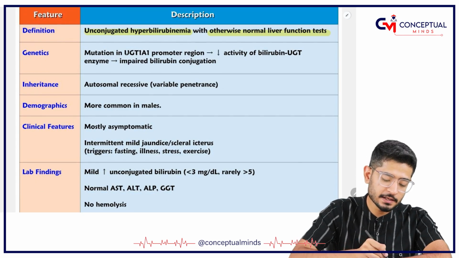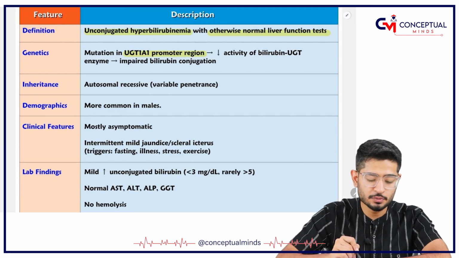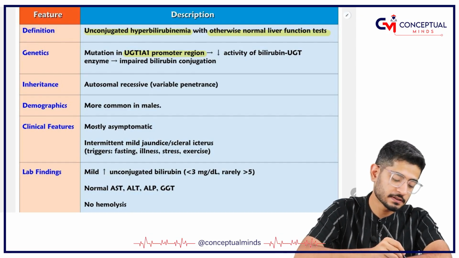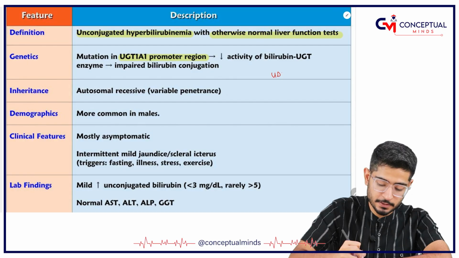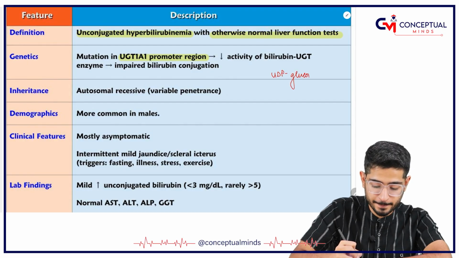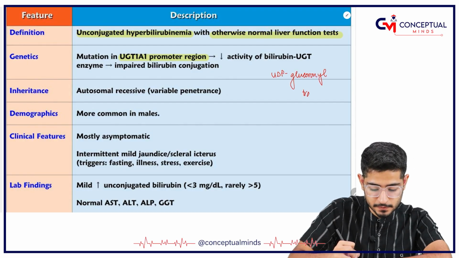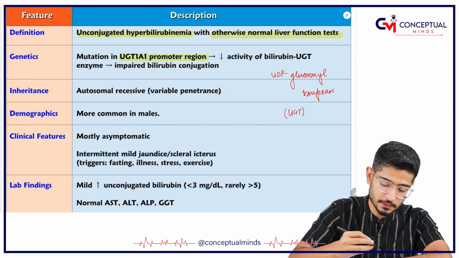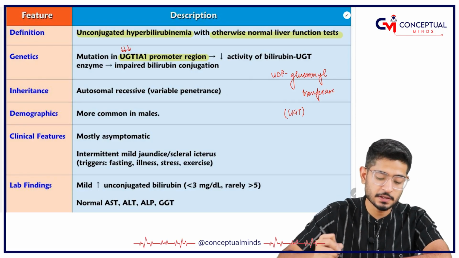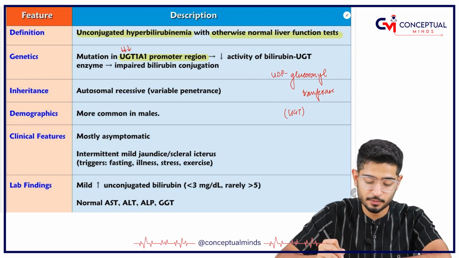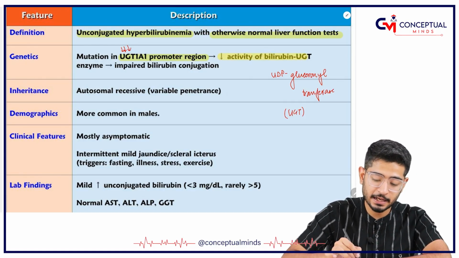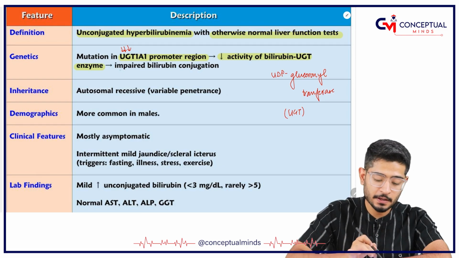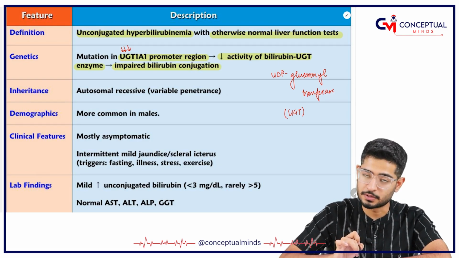Why? Because there is an enzyme which is called UDP-glucuronosyltransferase. Let me just write it. People in the short form write it as UGT. Can you see? UGT. So there is a mutation in the UGT1A1 promoter region. That means this mutation decreases the activity of the bilirubin UGT enzyme and there will be impaired bilirubin conjugation.